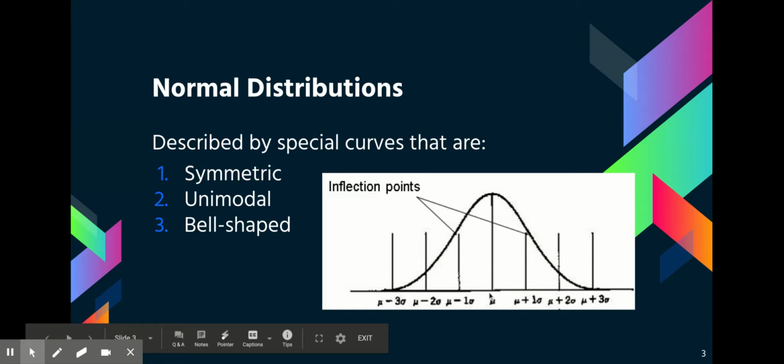At the center of the curve is your mean, which is denoted with mu. At the inflection points on your bell curve, you have one standard deviation to the right and one standard deviation to the left of the mean. That's how far the data deviates from the mean. Then you have two standard deviations to the right and two to the left from the mean, and three standard deviations from the mean to the right and three to the left.